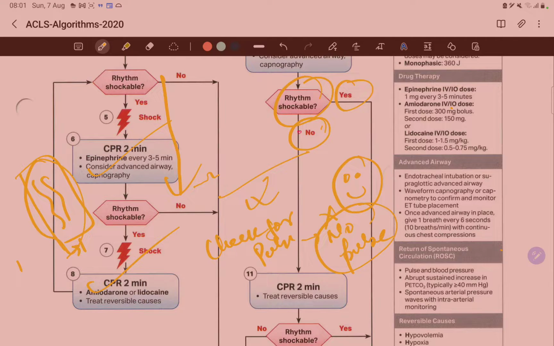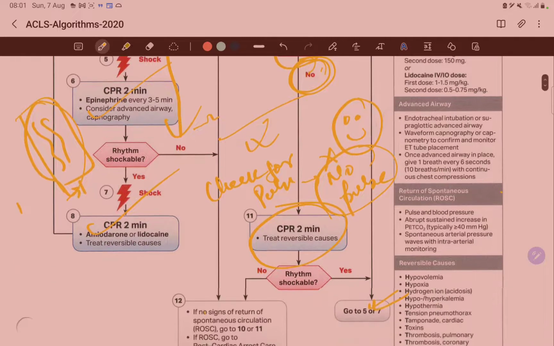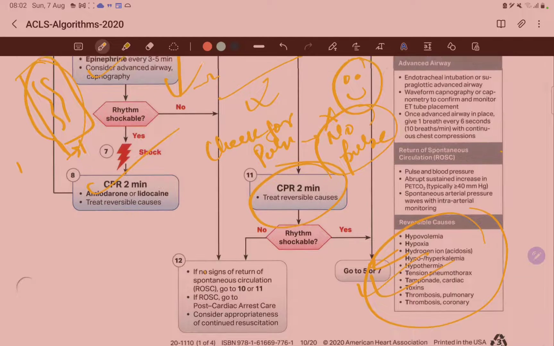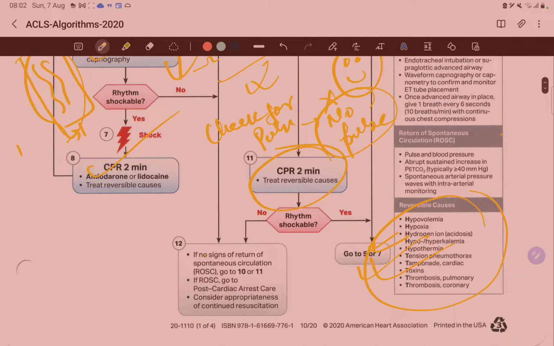ठीक है, लेकिन अगर रिदम शॉकेबल नहीं है तो हम लोग CPR देते रहेंगे, और जितने भी हमारे ABG का रिपोर्ट तब तक आ जाएगा तो रिवर्सिबल जितने भी कॉजेज़ थे उसको हम लोग ट्रीट करना शुरू करेंगे. This is very very important कि हम लोग को जानना होगा कि जब तक रिदम नॉर्मल नहीं आता है, पल्स नॉर्मली नहीं आता है, ब्रीदिंग वो खुद से नहीं करता है.